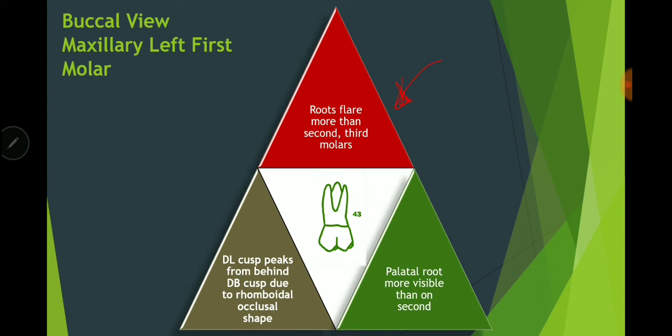So the palatal root is more visible than in the second molar because of the flaring of the roots. The distal lingual cusp peeks from behind the distal buccal cusp due to the rhomboid occlusal shape. Okay. So you can see that this is the buccal view, but you can still see the lingual cusps. You can still see part of them. So that's why the distal lingual cusp peeks from behind the distal buccal cusp due to the rhomboid occlusal shape.